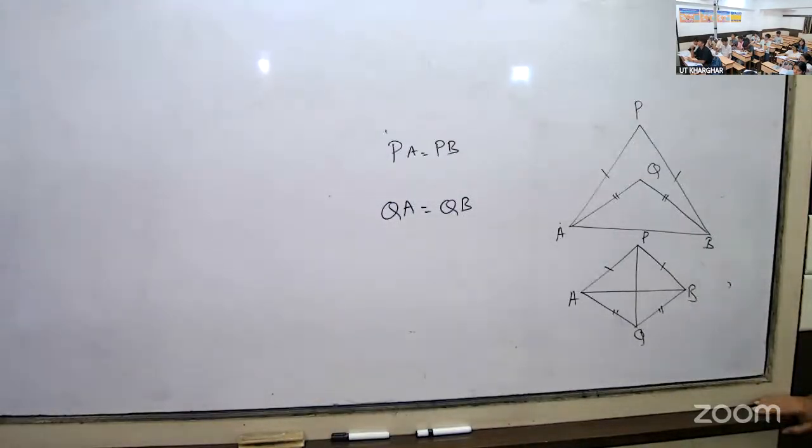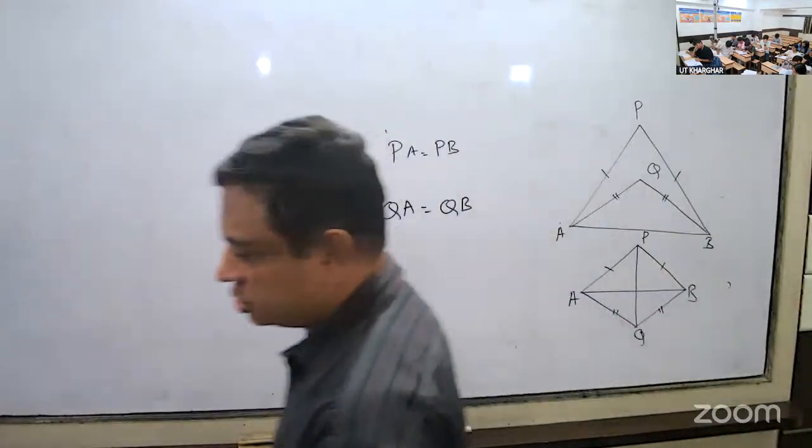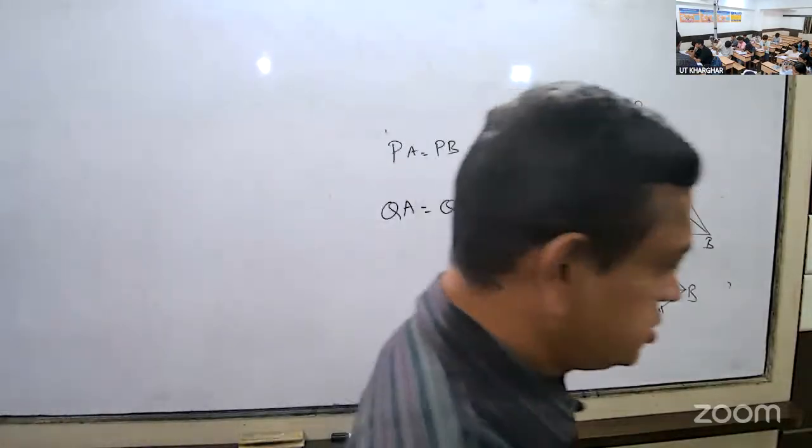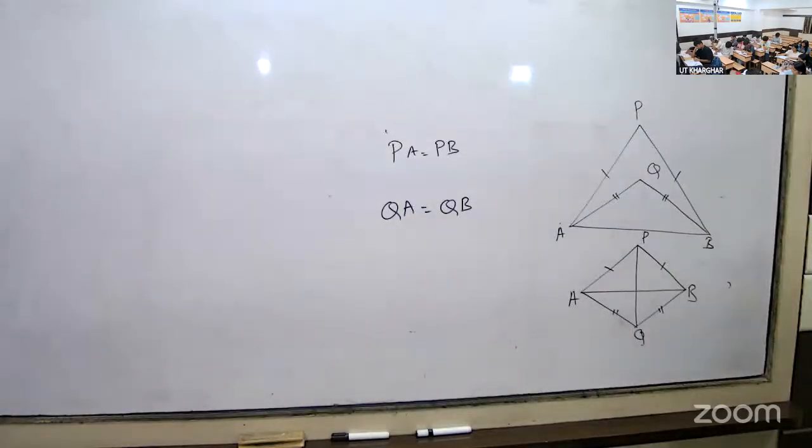Written. Next slide. Therefore, both P and Q lie on the perpendicular bisector of AB, hence PQ is the perpendicular bisector of AB.